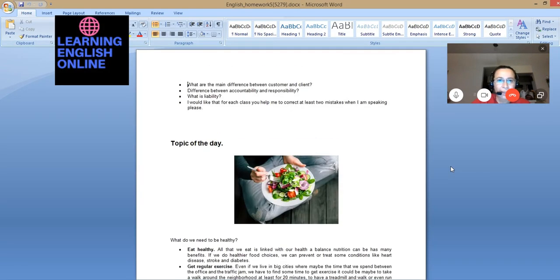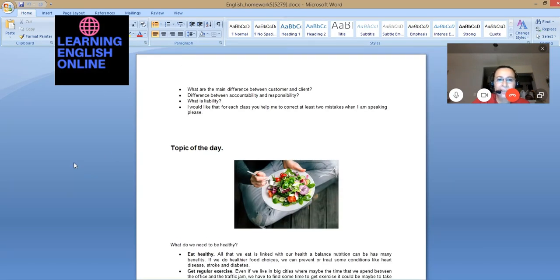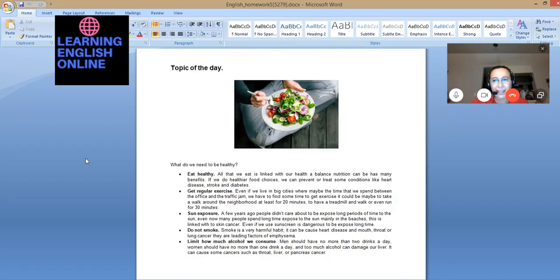Okay. What do we need to be healthy? I did my research on this topic. In this article, some doctors said that it's very important that we eat healthy as a first point. Can I say? Yes. All that we eat is linked with our health.